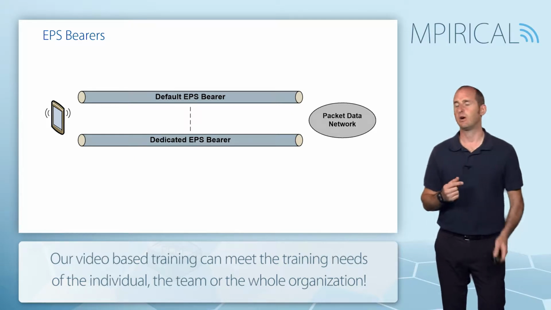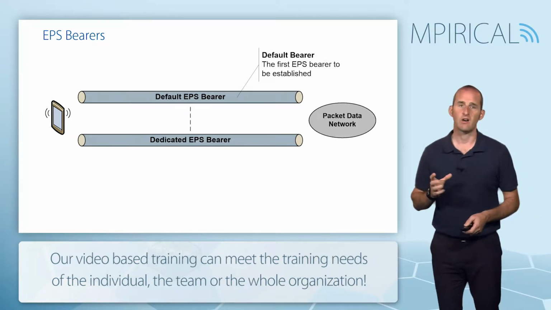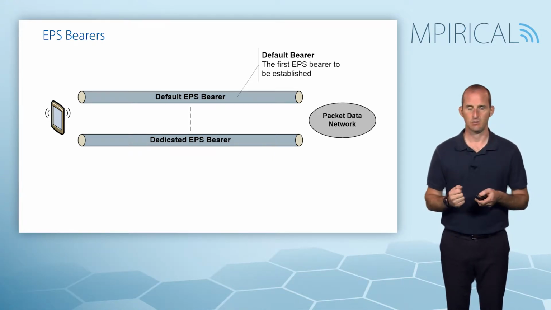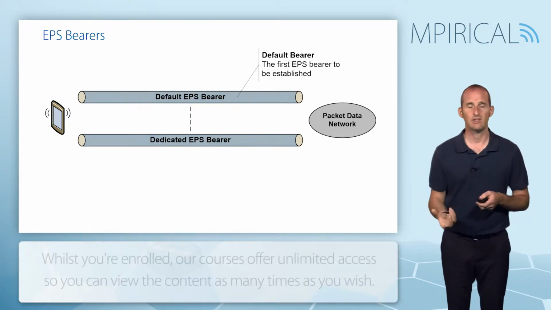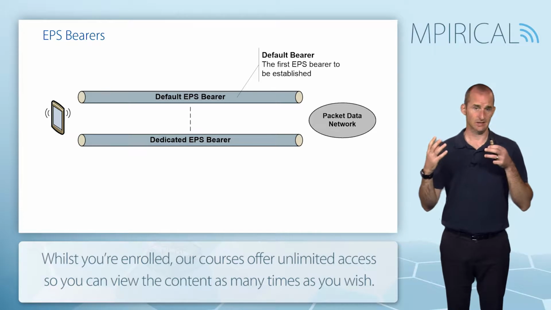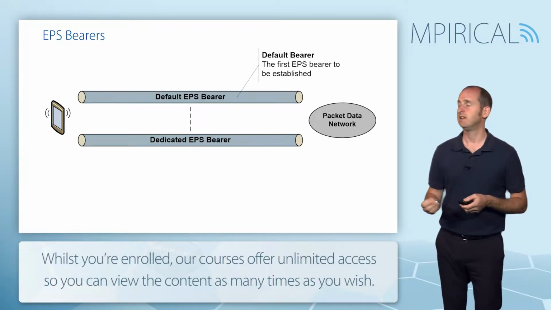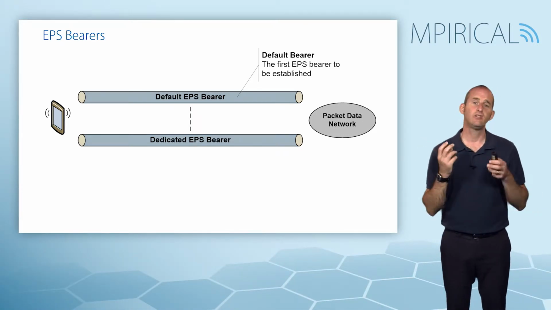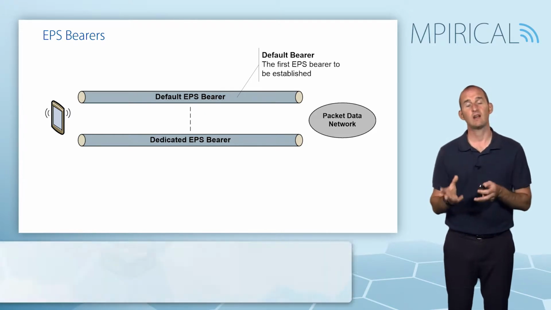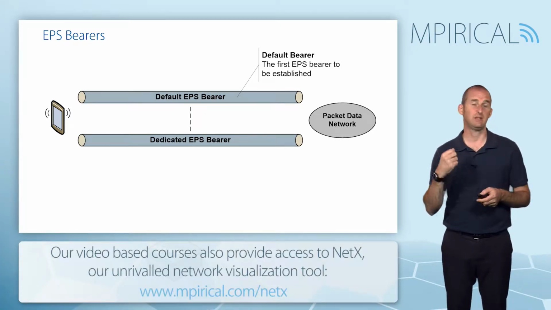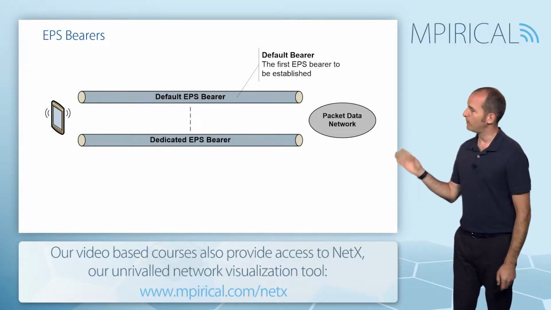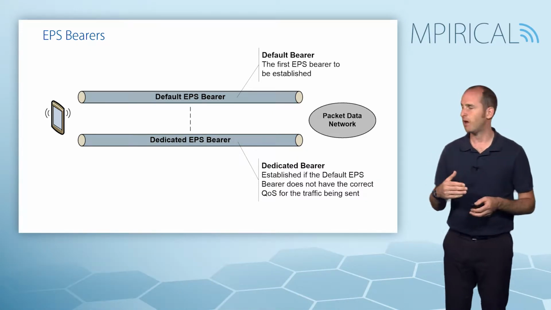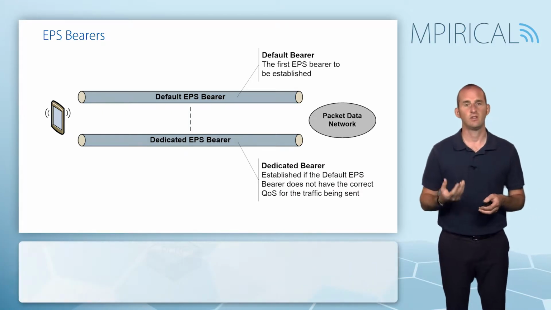And the first point to note about these EPS bearers is the default bearer is always the first bearer to be established to a particular packet data network. So if I switch my phone on and I connect to the internet, the first bearer that has been established in the network for me is my default. Now, if for whatever reason the default bearer doesn't give me the correct quality of service I need for the particular traffic that I'm sending, it's quite possible that a dedicated bearer will be set up. And the dedicated bearer is linked directly to the default that came before it.